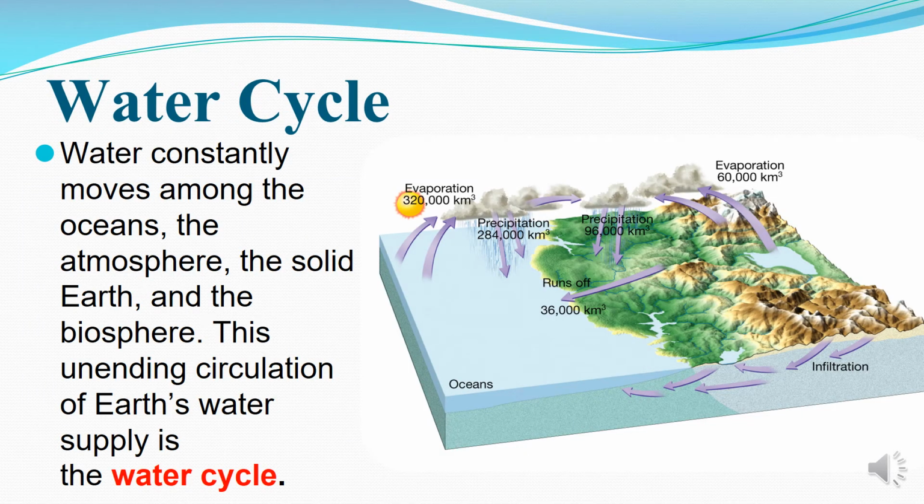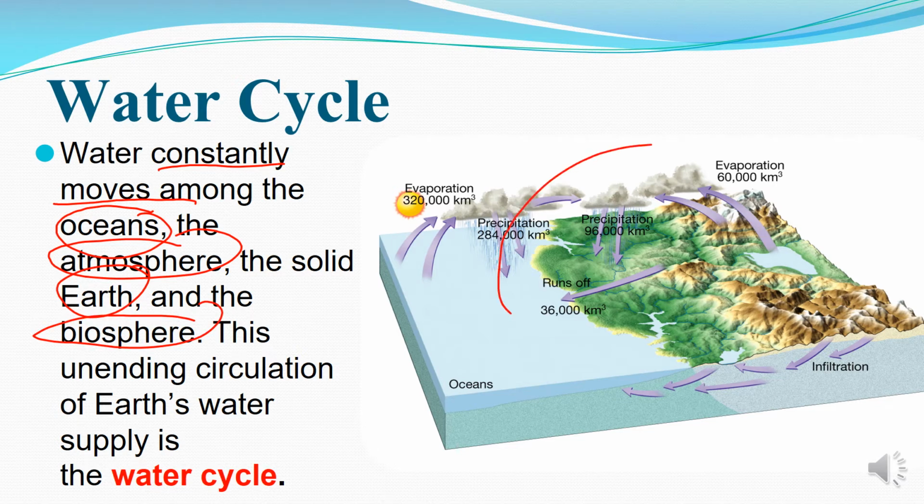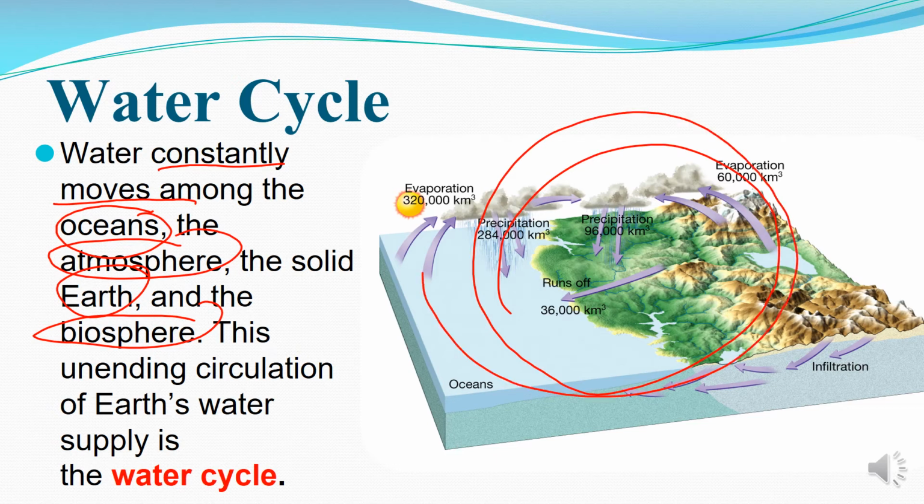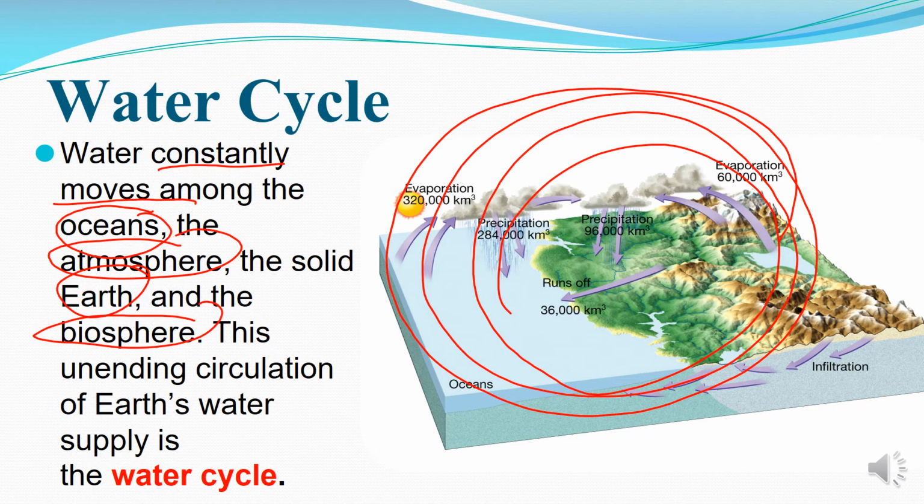So the water cycle is very important because without the water cycle, our water would not be able to be replenished throughout time. That gives us our fresh water. It's constantly moving through the oceans, the atmosphere, the earth, and the biosphere. It's unending. It's that whole water supply that keeps going for us to live. That's called the water cycle.